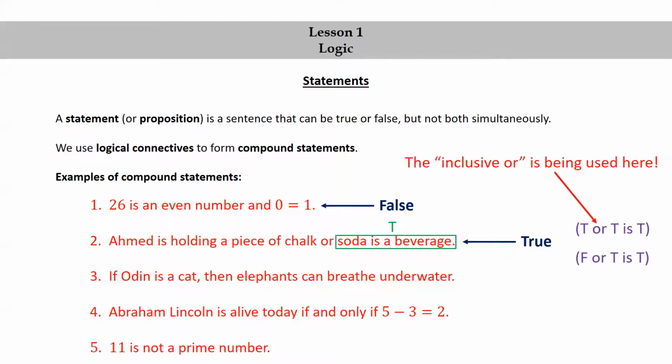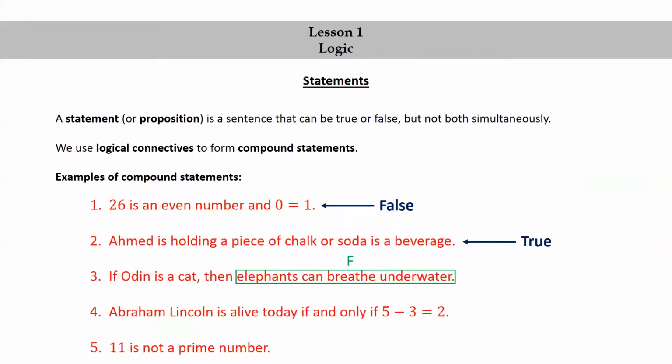I should just mention that the inclusive or is being used here. The inclusive or is the one that's true when both statements are true. We will talk about the inclusive or in more detail a little bit later. In mathematics, we generally default to the inclusive or as opposed to the exclusive or. Elephants can breathe underwater is a false statement.